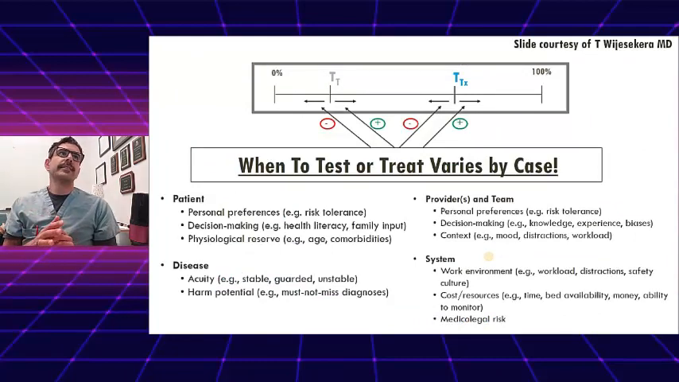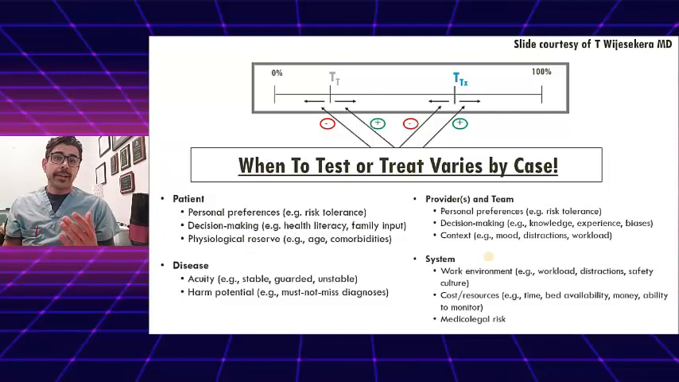So this slide is courtesy of my colleague Philan Vijayasekara, who's out at Yale, and he has really solidified this for me when we think about management reasoning, and thinking about the test and treatment thresholds. These are very flexible and they're very disease specific and they're very patient specific and clinician specific, right? So when to test or treat varies case by case, right?